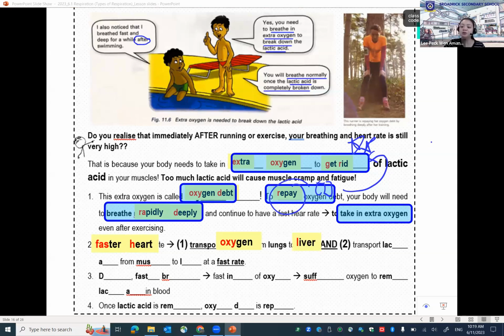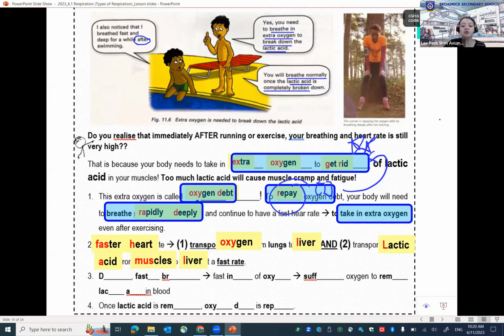Okay, because why does it go to your liver? Because your blood will actually transport lactic acid from the muscles, okay, and will transport it to the liver. All right, so your extra heart rate is to increase circulation in the body so that blood can transport oxygen to your muscles faster, oxygen to your liver faster, and then your blood can also help to remove lactic acid from your muscles faster as well to go to the liver.